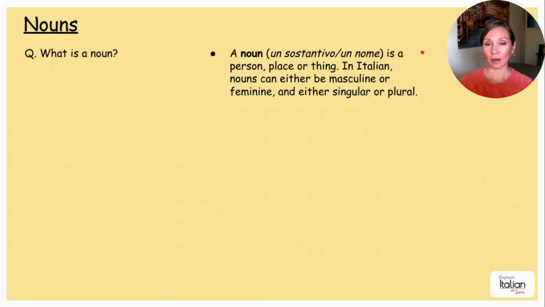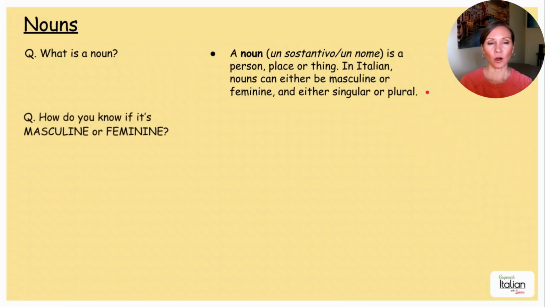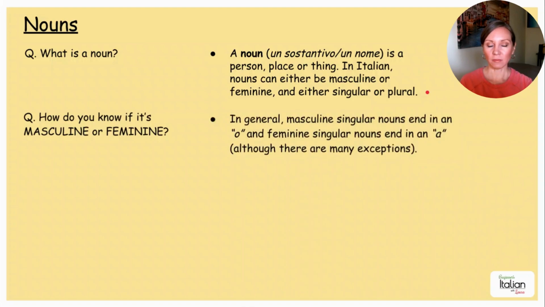In Italian, nouns can either be masculine or feminine, and either singular or plural. How do you know if it's masculine or feminine? In general, masculine singular nouns end in an O, and feminine singular nouns end in an A, although there are many exceptions. For example, il libro, the book, is a masculine singular noun, and you can tell because it ends in an O.